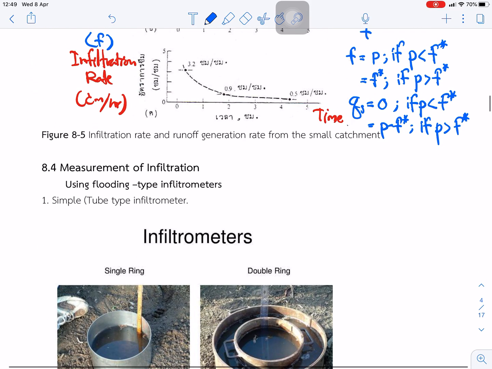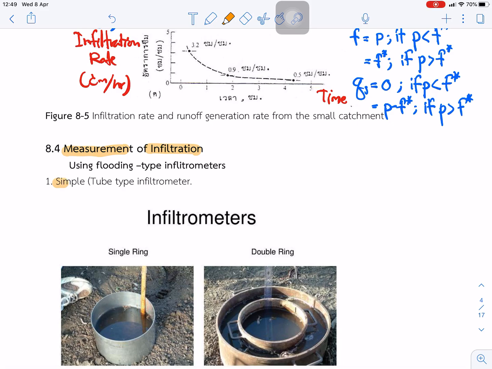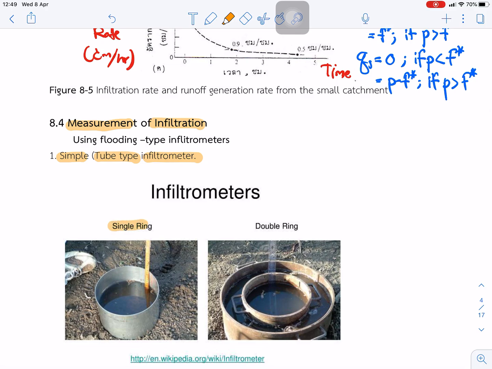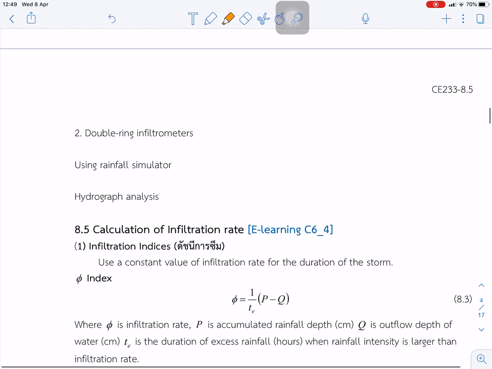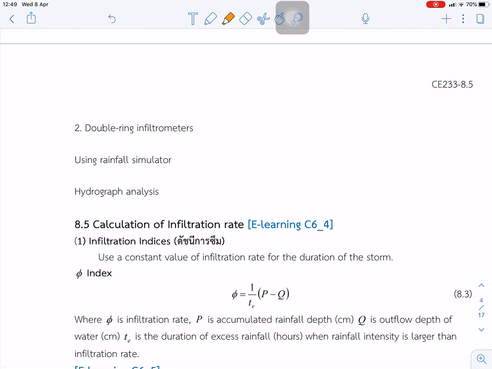And the next topic is about the measurement of infiltration. So we use what we call a simple tube-type infiltrometer. There are single ring or double ring types to make a direct measurement from the soil. And there are also other methods using a rainfall simulator or hydrograph analysis to estimate the infiltration.